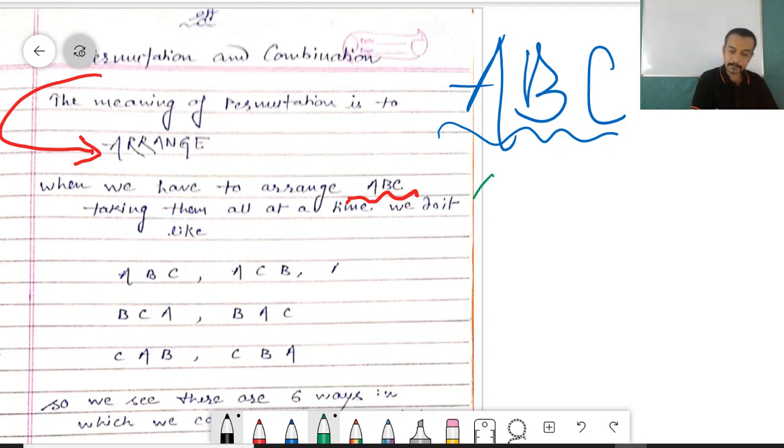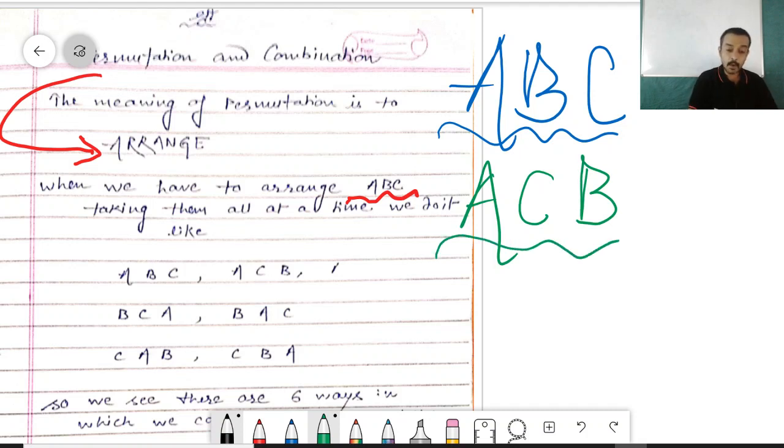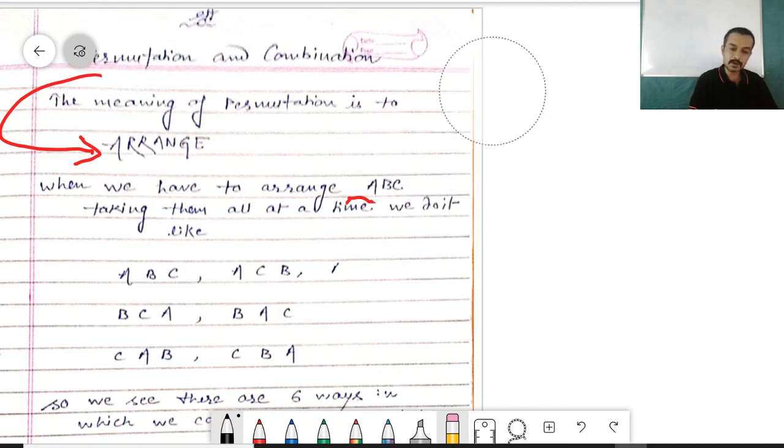The next way: A at the first position, C comes before B, and then comes B. So this becomes another way to arrange. Now we have 2 different ways in which the same 3 letters, taken all together, have been arranged. Is it clear? It must be clear. Now think: are there some other ways also in which these 3 letters can be arranged? Yes, definitely. I'll change the positions now.